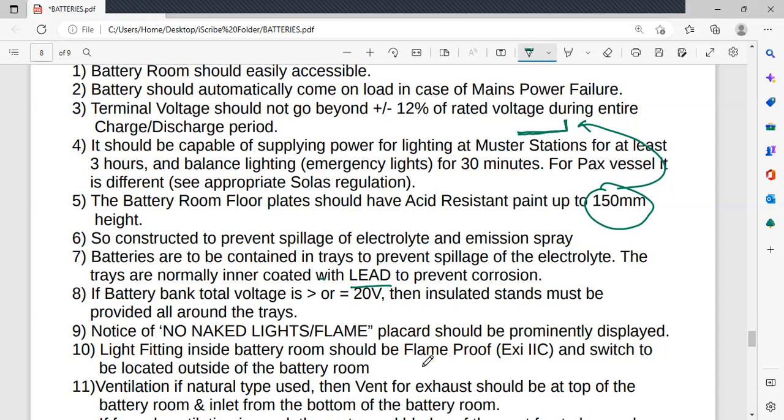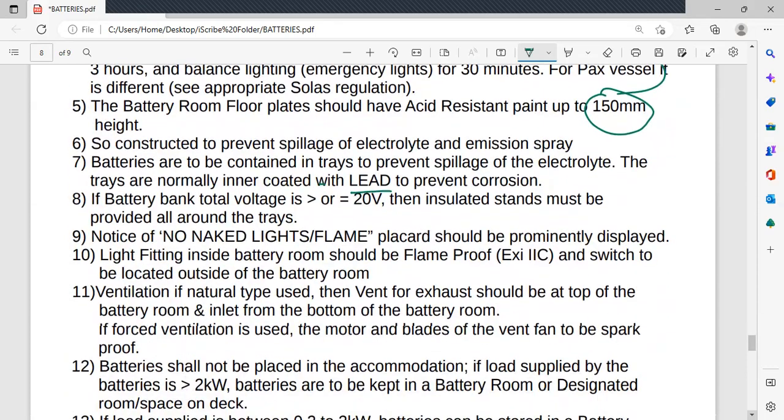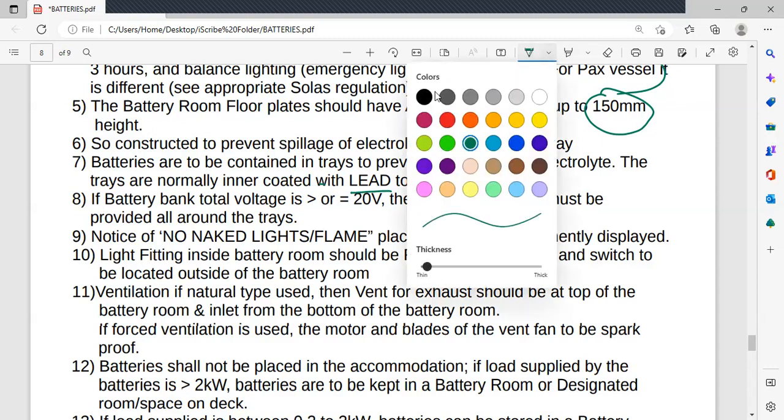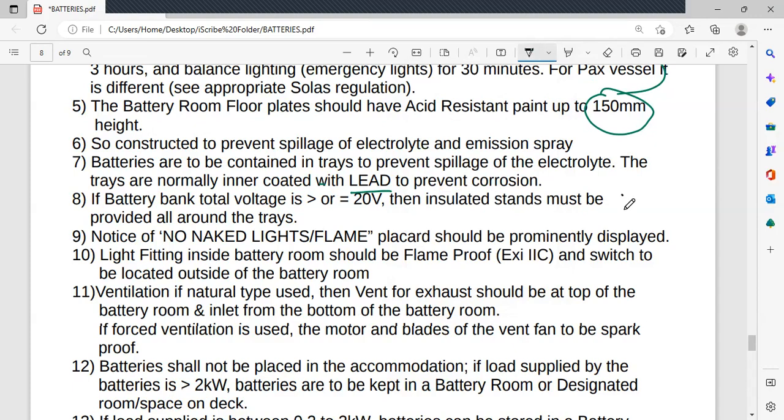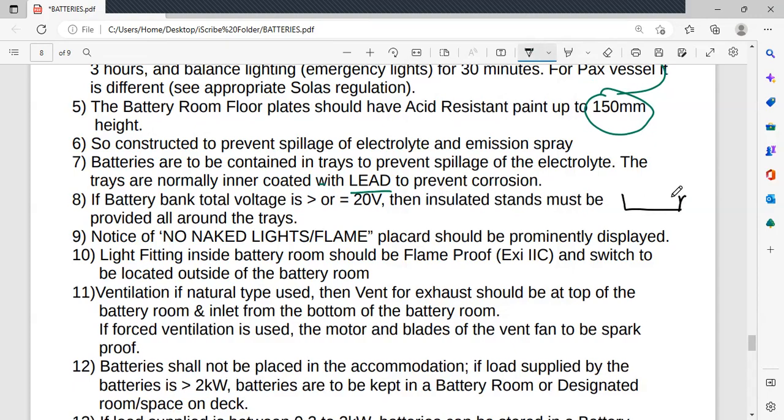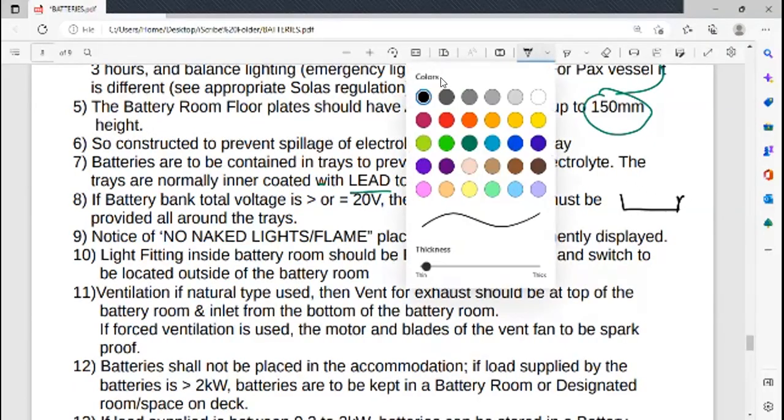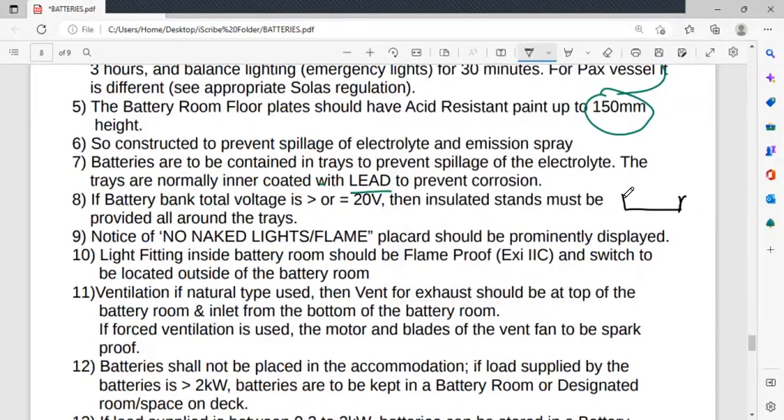I have not seen that on too many ships. I think neither would you, but okay, fine. This is what we need to tell the examiner in case they ask you. So don't forget that lead has to be on the inner coating. Suppose your particular tray was made of wood like this, okay? Then internally it has to be coated with lead. I'm going to show the lead with a gray color, because lead is gray.